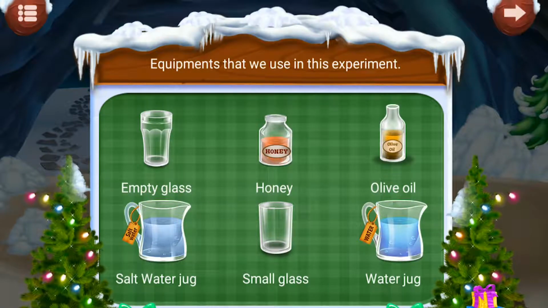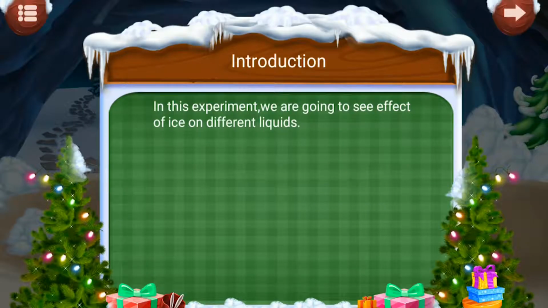Equipments that we use in this experiment: an empty glass, honey, olive oil, salt water jug, small glass, a water jug. Introduction. In this experiment, we are going to see the effects of ice in different liquids.